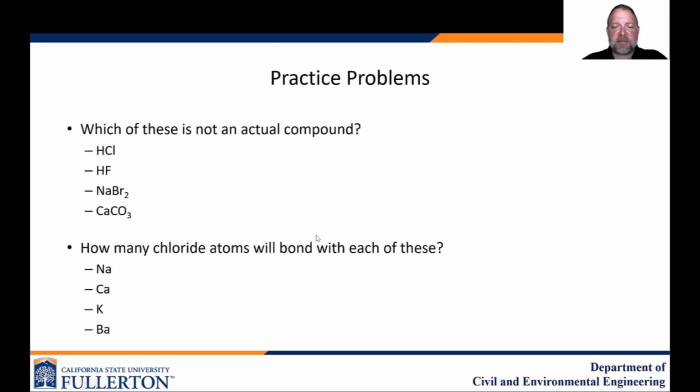And here are your practice problems. So you can work these on your own. Which of these is not an actual compound? You can use the periodic table to look at the bond ratios that you would expect to see, and then compare and contrast to see which one of these is not correct. And then a similar approach, how many chloride atoms would you expect to bond to each of those elements? I hope this has been helpful for you, and I know it will apply to your future classes.